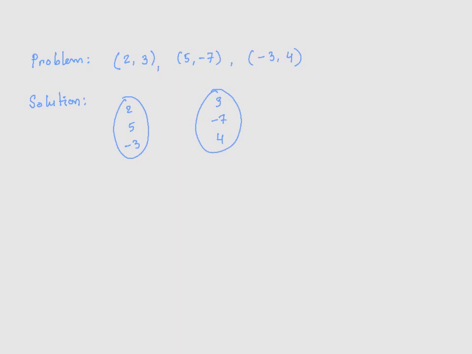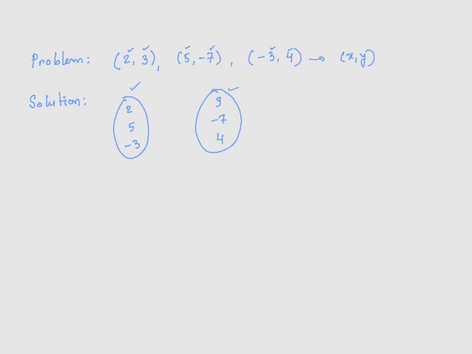So as you know, this basically represents xy pairs. These ordered pairs are xy pairs. So the first elements are x's, so I take 2, 5 and -3. So this is my 2, 5 and -3 here in the first set. In the second set, 3, -7 and 4.